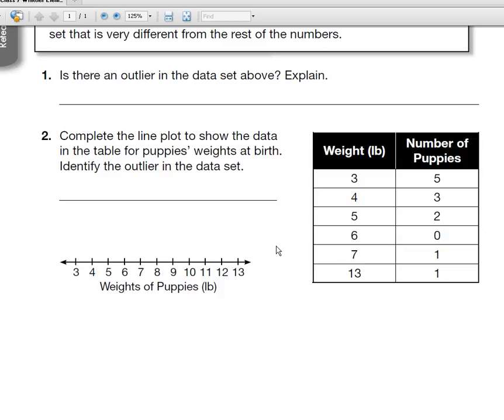Now for the rest of these problems, you just need to really think it through, look at the table, and graph it out, just like we did in class. You can do a great job with this.